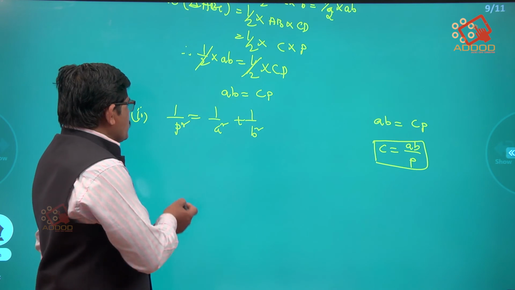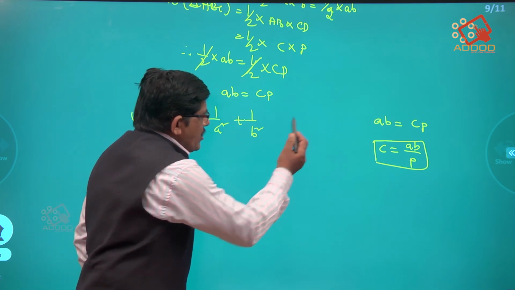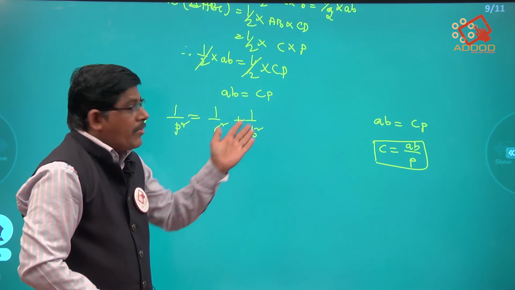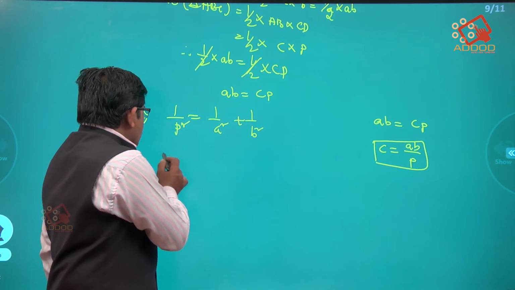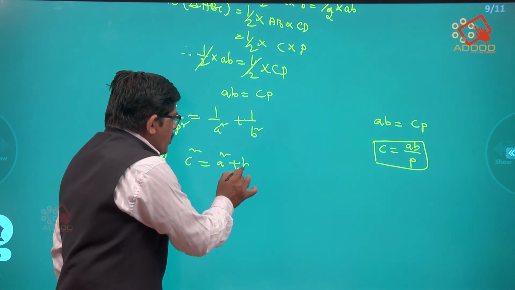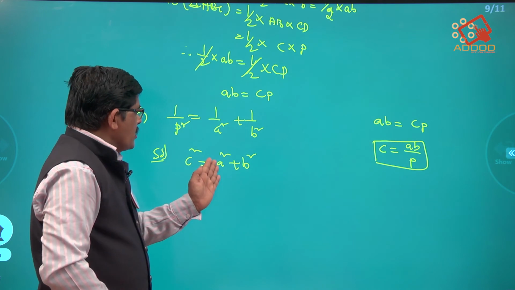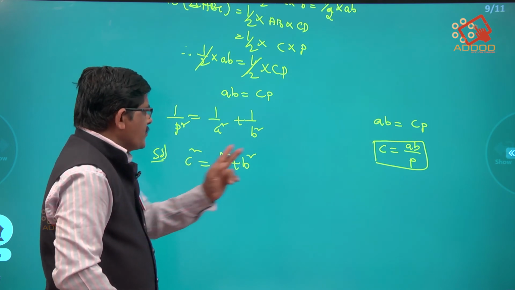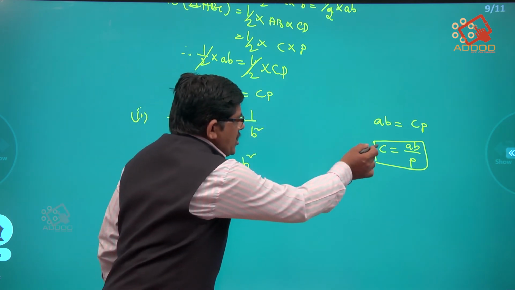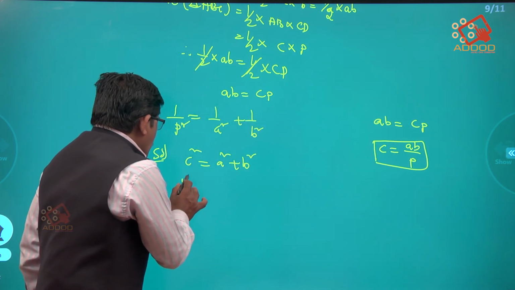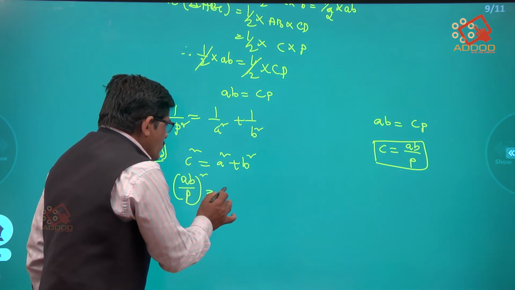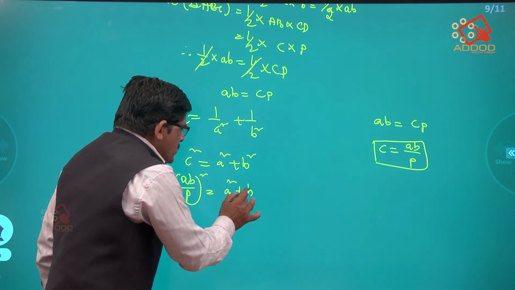To prove it, in a right angle triangle, the square of the hypotenuse is equal to the sum of the squares of the other two sides. In this triangle, C square is equal to A square plus B square. What is the value of C? C is equal to AB by P. So AB by P whole square is equal to A square plus B square.